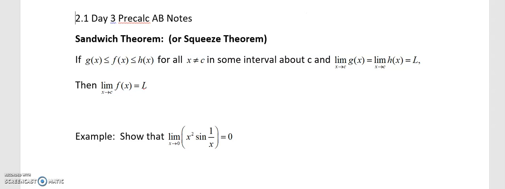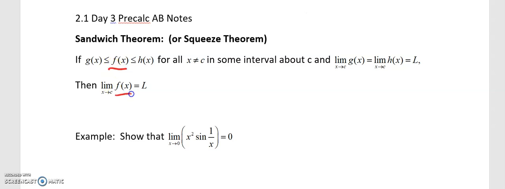So the first thing you always do when you're evaluating a limit is plug in the value you're approaching. In this case, it's 0. So 0 squared is 0, but the issue becomes when I try to divide 1 by 0, that's undefined. So I can't take the sine of that, and I can't just substitute in my value. So that's where the Sandwich Theorem comes in. The Sandwich Theorem relies on inequality.